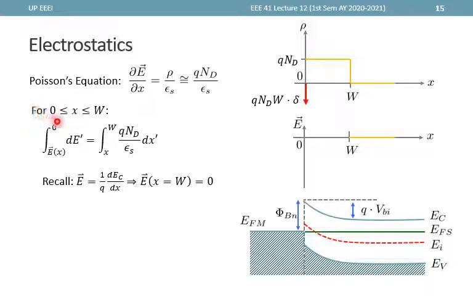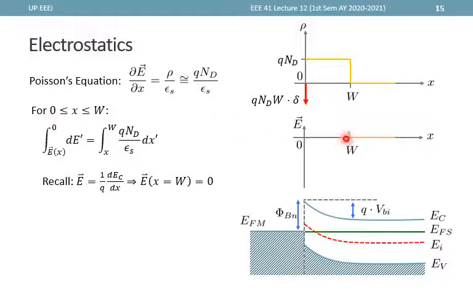So we are defining this integral right here from 0 to W. And so the rho at that portion is QNd, but we have to divide by epsilon s. And we're integrating along x, although we use x prime as a change in variable. Now, one thing we note is that we know that at W, the electric field must already be 0. So here we use that as a reference point. At x prime, or at x, equal to W, the electric field must be 0.